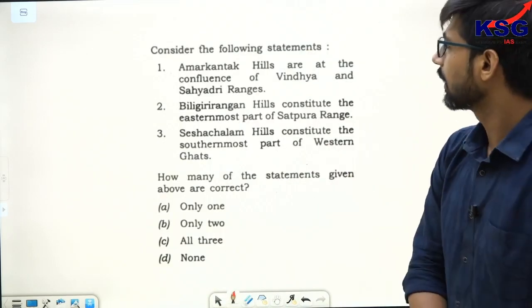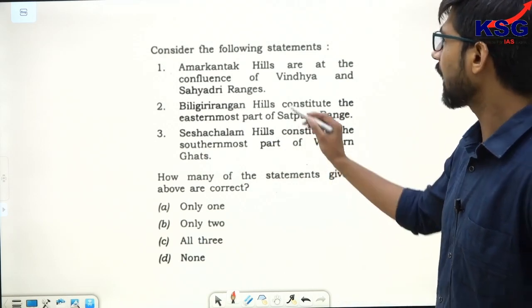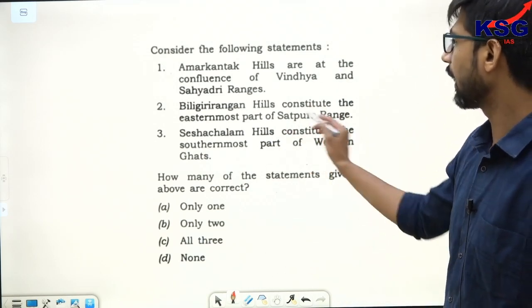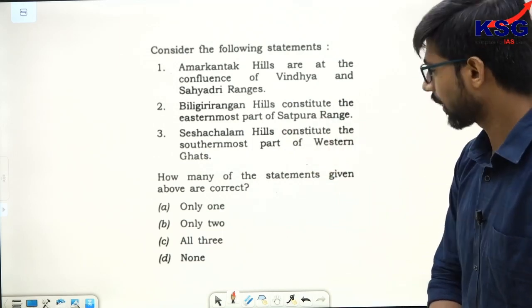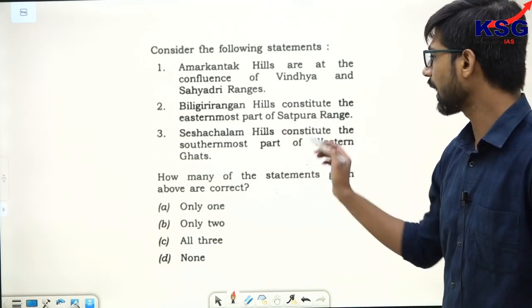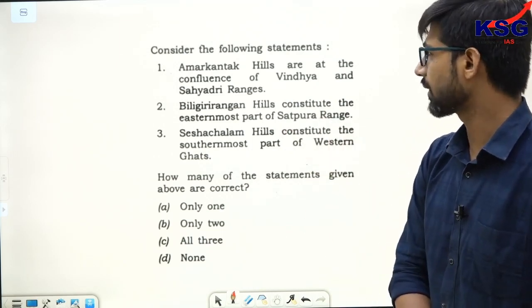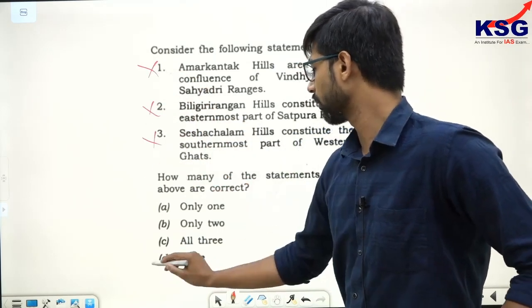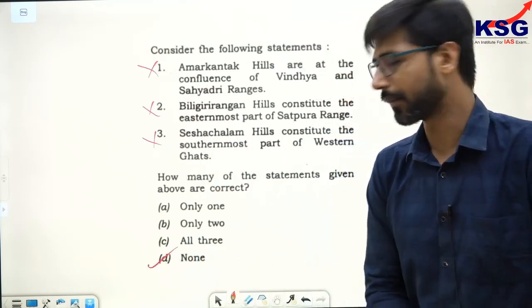Next question. Consider the following statements. Amarkantak Hills are at the confluence of Vindhya and Sahyadri ranges. Biligiri Rangan Hills constitute the easternmost part of Satpura range. Sheshchalam Hills, which are in Andhra Pradesh, constitute the southernmost part of Western Ghats. All these 3 statements are wrong. We'll find out as to how. The correct answer is D, that is none.